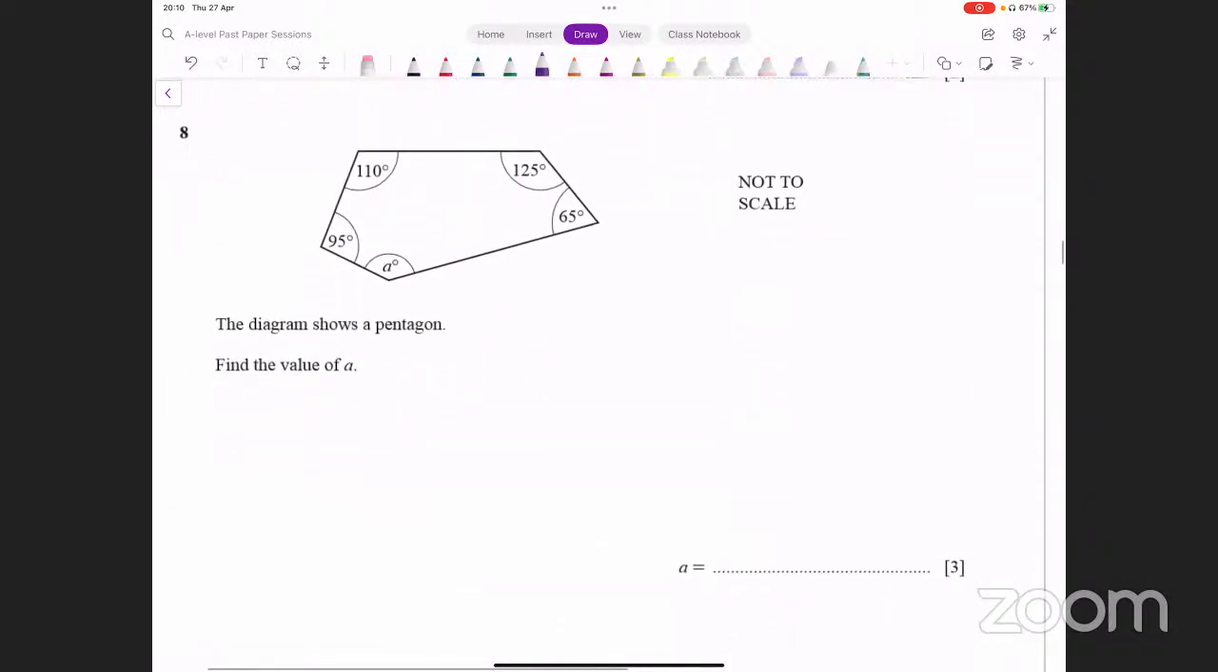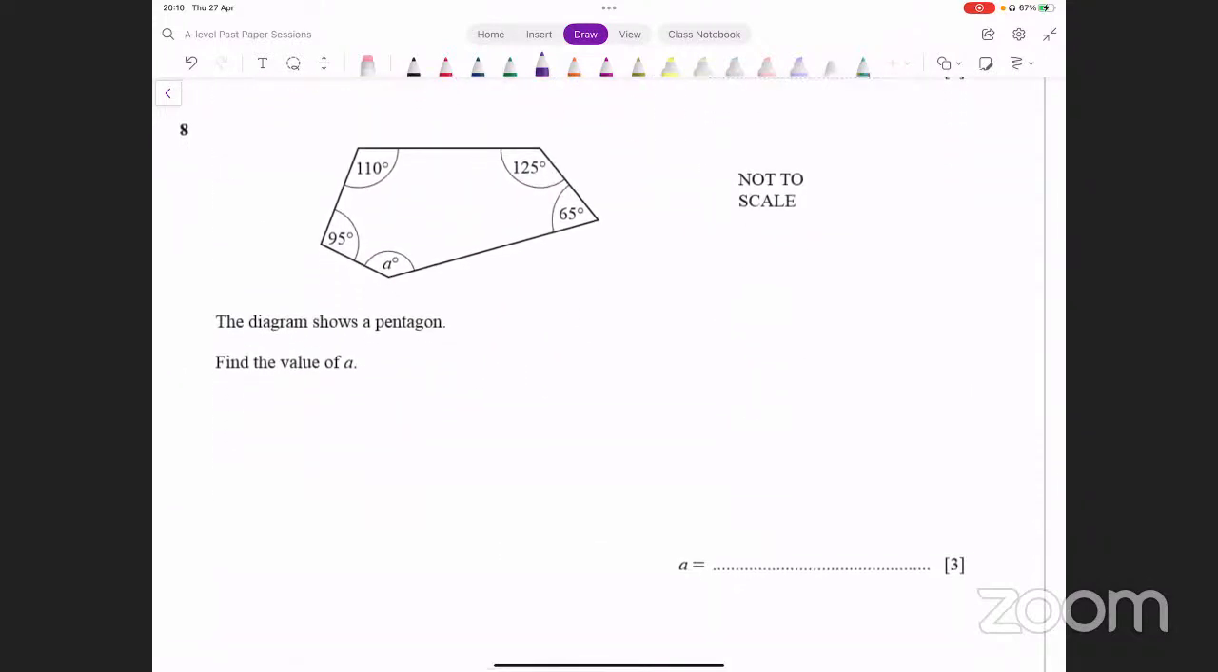The diagram shows a pentagon. Find the value of A. A is this angle here. Now, how do you find this value of A? You have to know what's the sum of angles in a pentagon. Remember, sum of angles का formula आपके पास क्या होता है? Sum of angles in any polygon, that is n minus 2 into 180 degrees. Right? This is a pentagon. Pentagon में n की value क्या होगी? N is going to be 5, right? So that's 5 minus 2 into 180.